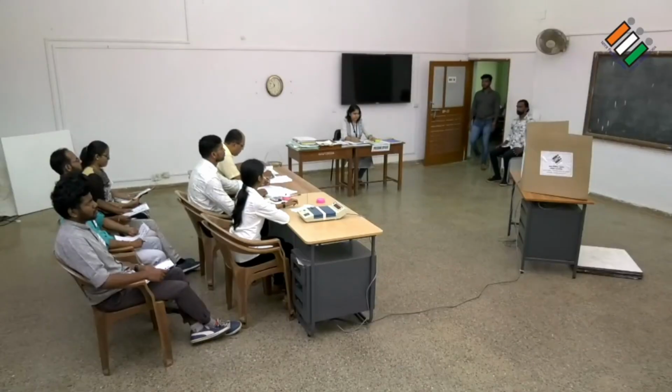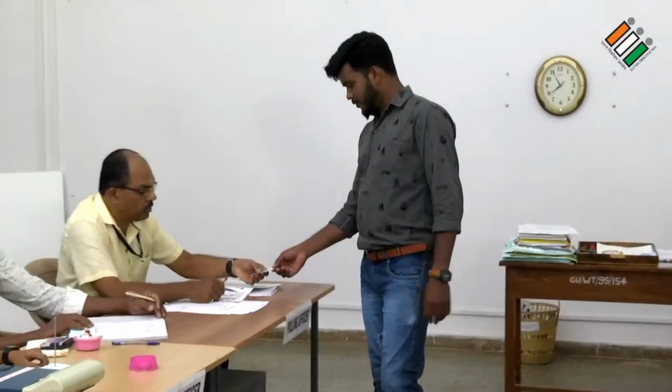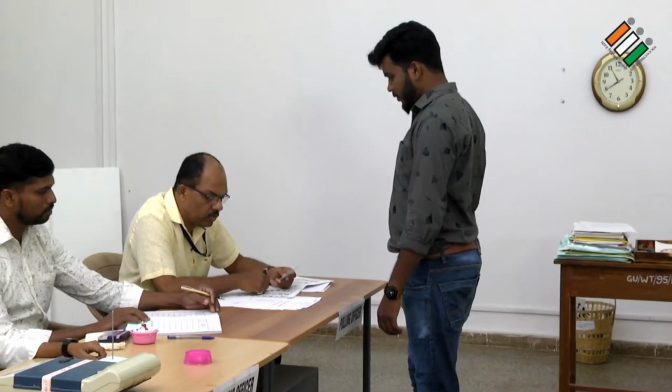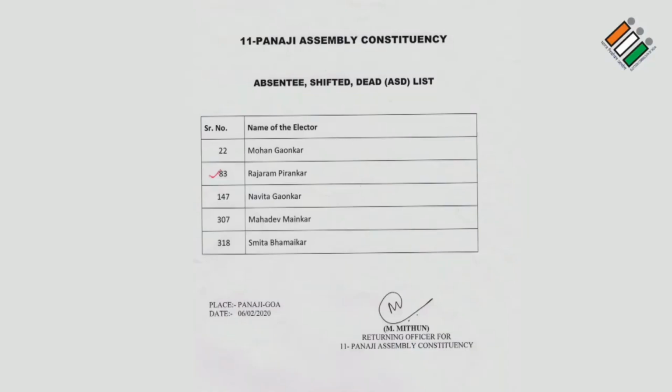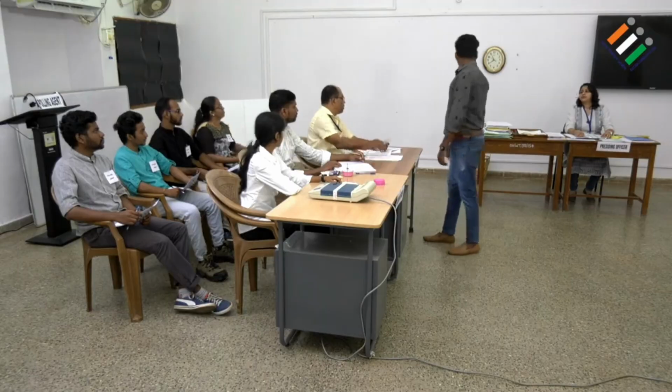The elector enters the polling station and directly approaches the first polling officer. The first polling officer looks at his marked copy and the ASD list. You have any other document? Yes, I have. Please show. And notices that the elector's name appears in the ASD list. Ma'am, he is an ASD voter. Okay, along with his signature, take his thumb impression on 17A.